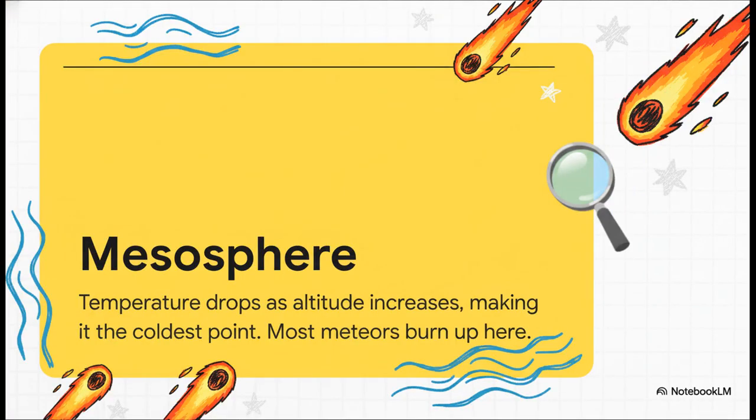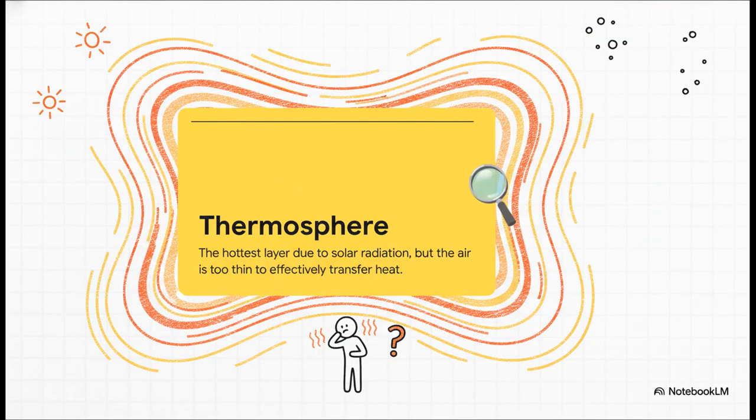In this layer, the temperature just plummets, making it the coldest part of our entire atmosphere. It's also our first line of defense against space rocks. Most meteors burn up here, creating those beautiful streaks across the sky that we call shooting stars. Pretty cool, right? And our last main stop is the thermosphere.